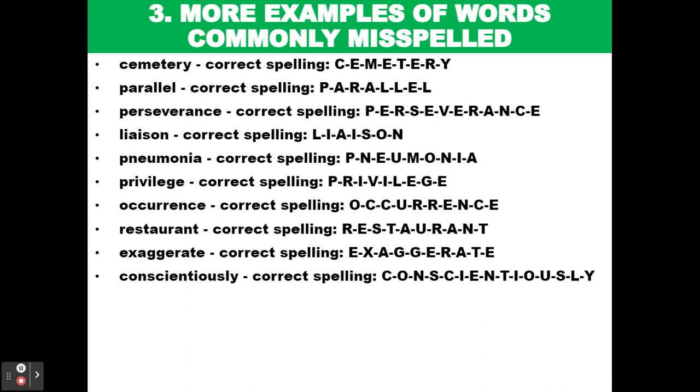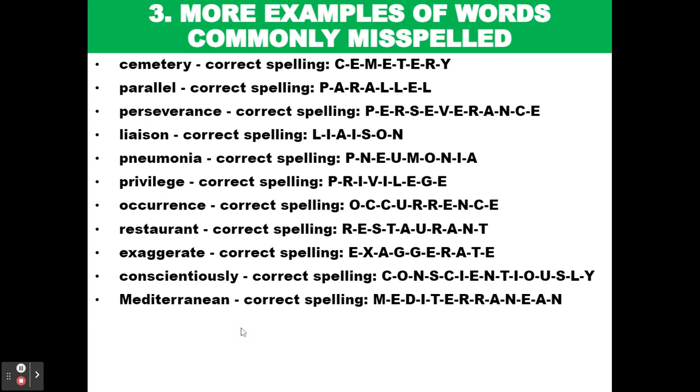Conscientiously, that's another word, conscientiously. Now, just as we have in conscious, people omit S before C, and that is how it is frequently misspelled. Now, the correct spelling of conscientiously is C-O-N-S-C-I-E-N-T-I-O-U-S-L-Y, conscientiously.